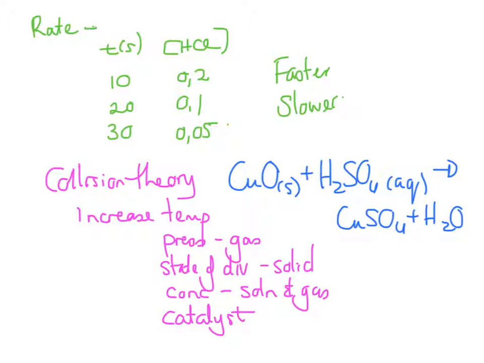So I take the change in concentration, 0,1 minus 0,2, and I divide it by 20 minus 10, and I will then get a rate of change in concentration over change in time. I could do the same thing between 20 and 30 seconds and then compare the rate of the reaction at those two different junctions.